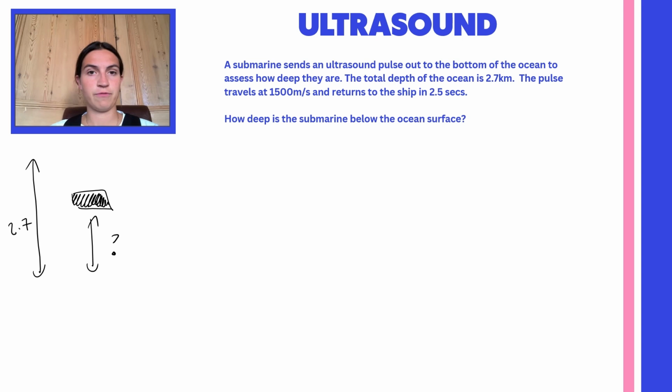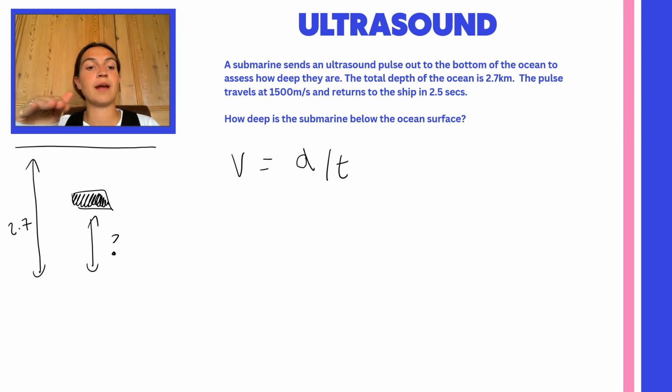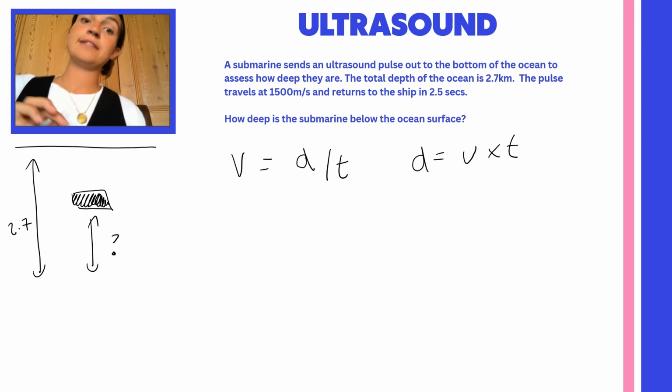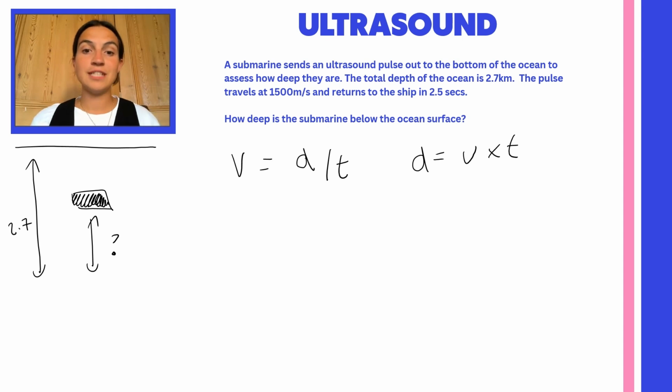Let me draw a diagram first. So that horizontal line is the surface of my water. I know right down to the bottom is that 2.7 kilometers. That coloured in rectangle, coloured in black, is my submarine. And that is some distance from the bottom of my ocean. So, okay, what equation am I using for these echoes? Well, I'm using speed is equal to distance divided by time, and I'm looking for that question mark distance between the submarine and the bottom of the ocean. So really I need to rearrange that equation so I can have distance is speed multiplied by time.